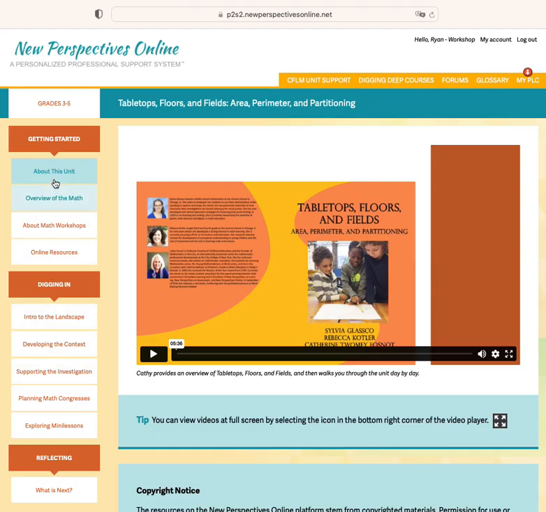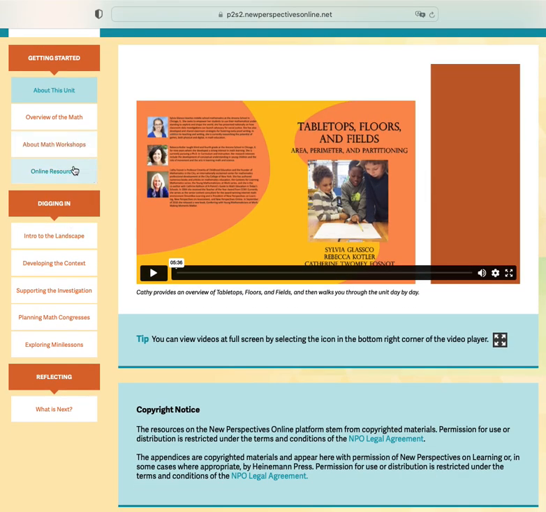And notice you'll see the same tabs over here, a section about this unit where we talk about the context and how the contexts are sequenced across the unit, an overview of the math section that allows you to kind of think more deeply about why the contexts are sequenced in a way that supports the development of the math, and a section on what we mean by math workshop and how we treat kids like young mathematicians at work every day.